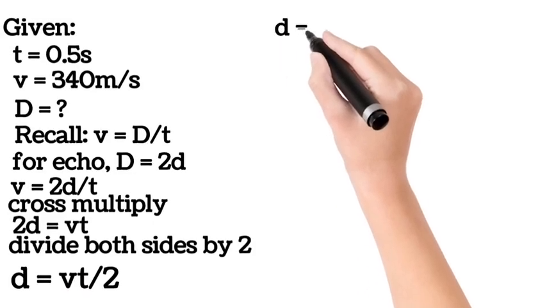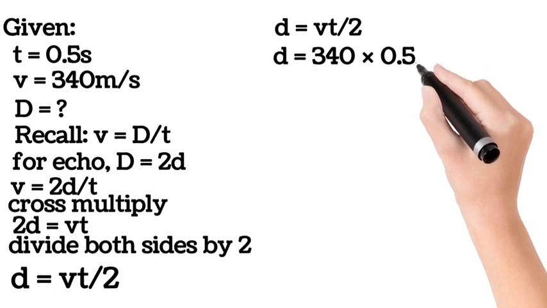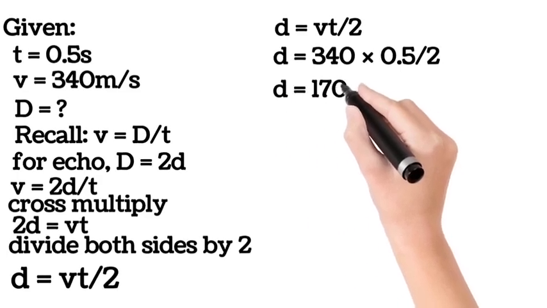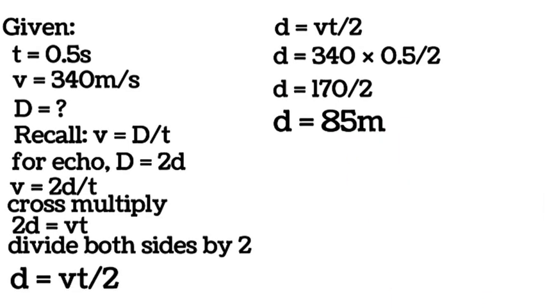So now that we've gotten the formula to solve, we input our values. We have our V as 340 meters per second and time as 0.5 seconds. So d equals Vt over 2. Solving, we have 340 times 0.5 divided by 2. 340 times 0.5 is 170. So 170 divided by 2 will give us 85 meters. And this is our final answer. So the boy is 85 meters away from the cliff. That's the distance between the boy and the cliff.